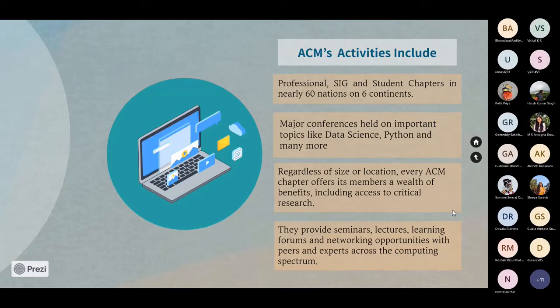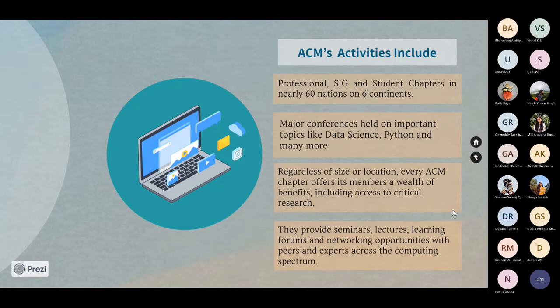SIGs. Now, what are these SIGs? These SIGs are known as special interest groups. More about this will be spoken on later in the session. Then we have student chapters. So when a university hosts an ACM or an ACM-W chapter, then that is known as the student chapter of that particular university. So we currently are the student chapter of ACM and ACM-W for Amrita School of Engineering, Bangalore. Now, we are so well known in the world that we're present in nearly 60 nations on 6 continents.